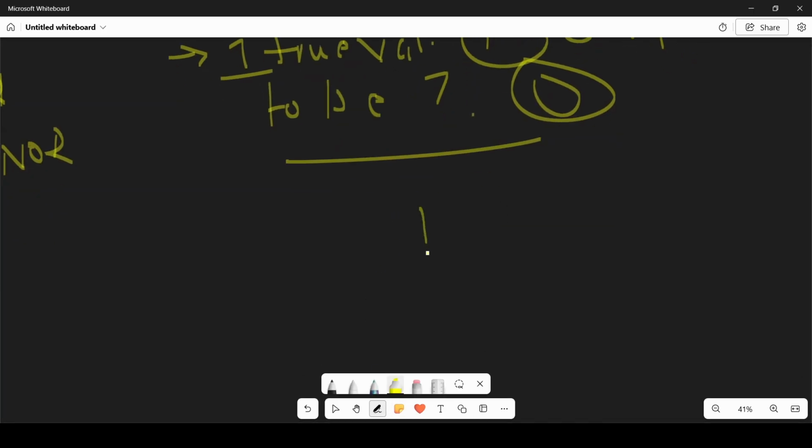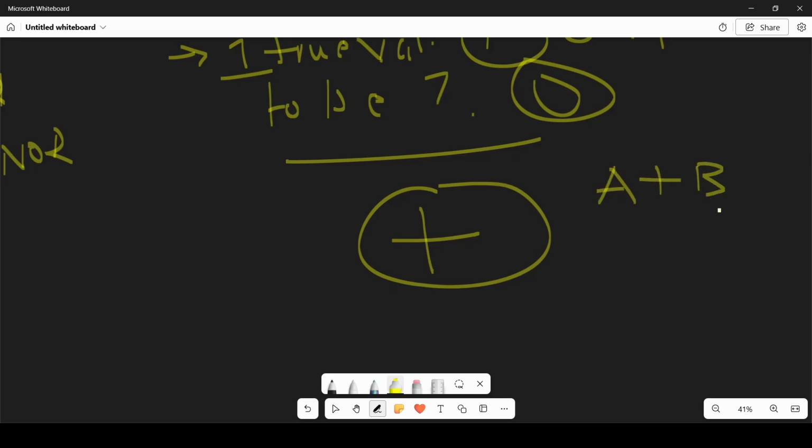The OR gate is represented by this sign. You might have seen it, the addition sign. Don't get confused thinking the OR gate basically means adding values. It doesn't. It is just a symbol to represent the OR gate. For example, when I say A plus B or A plus C, what this means is not adding them. It means there is an A input and there is a B input connected by the OR gate. This is basically an OR gate.